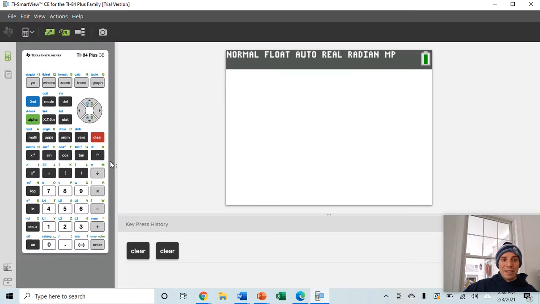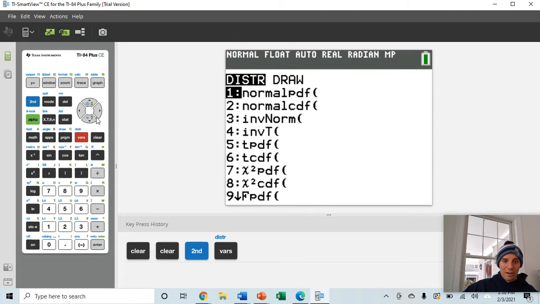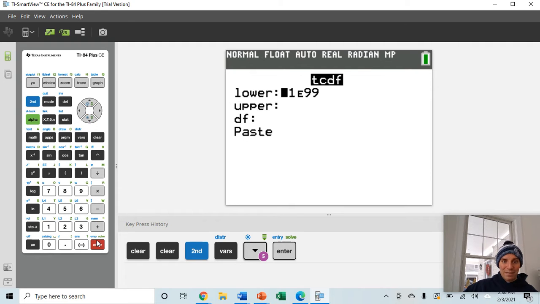If you use t-CDF on the calculator, which is under second and vars, then you go down to number 5, which is t-CDF. You can get the p-value here by plugging in your lower, your upper, and the degrees of freedom. And I'll show you how to do that.